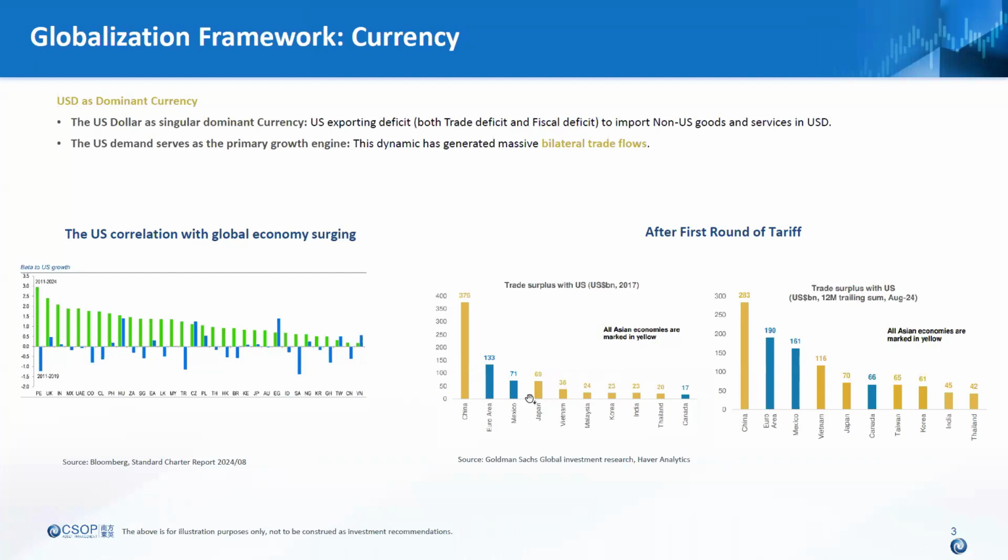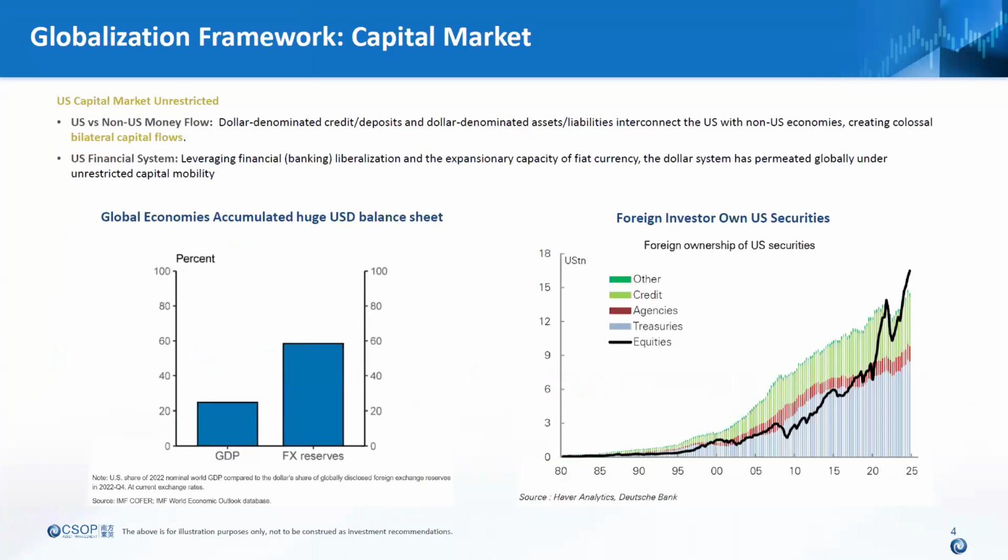And after trade war 1.0, China's trade surplus versus the United States fell, and the other economies rose accordingly to fill this gap. In addition to the bilateral trade flows, the dollar-denominated credit, deposits, assets and also liabilities interconnect the US with the non-US economies. They create another bilateral flow, which is the capital flows. By leveraging this financial or so-called banking liberalization and the expansionary capacity of the US fiat currency, the greenback, the dollar system is penetrating globally under unrestricted capital mobility.